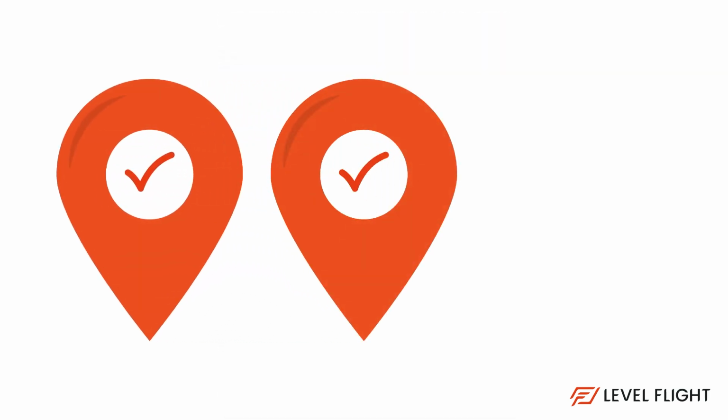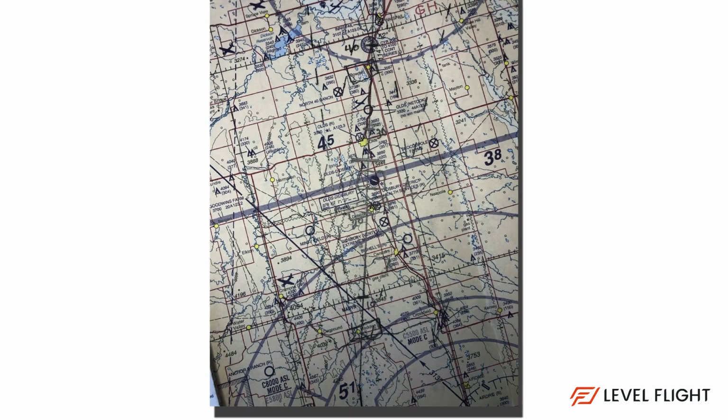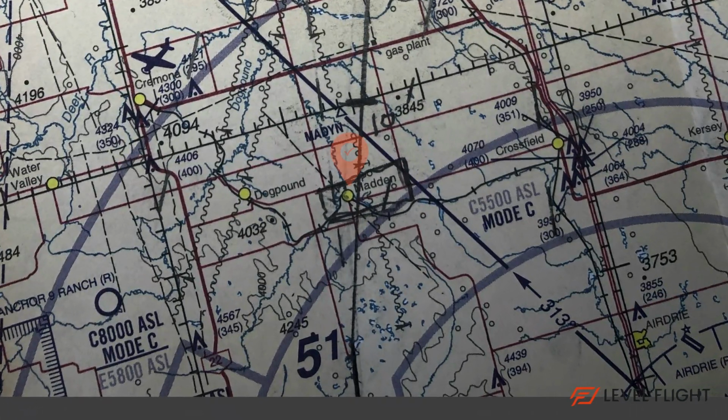Normally, you would ideally have at least 2 checkpoints per leg. Today, I've chosen 3. First one is the town of Madden. The identifiable features we see here are the town, the power lines running just east of it, and the road and railway coming into it.